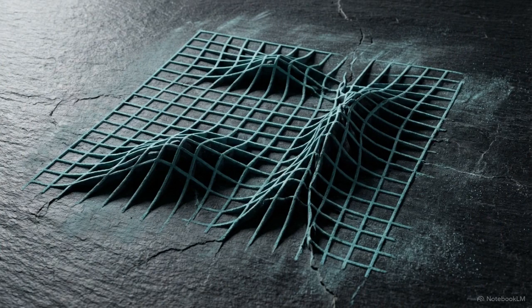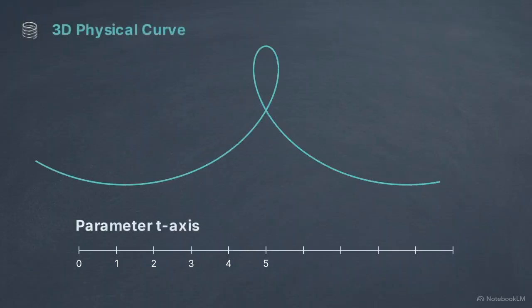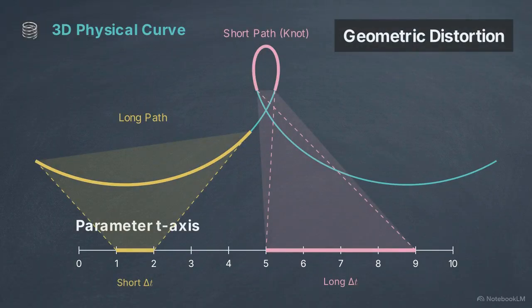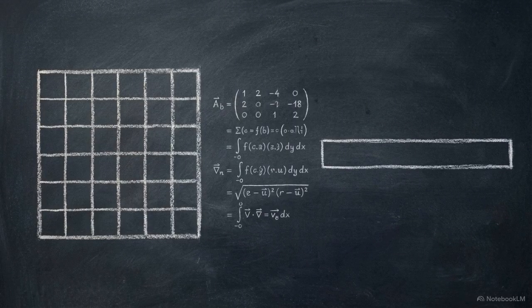But mapping a curve onto a straight line has a direct consequence. Translating the geometry distorts the space. Segments of the curve that are physically long might be compressed into a short time interval, while short, tight curves might stretch out. To correct for this geometric distortion, we have to introduce a mathematical correction. We call this the stretching factor.